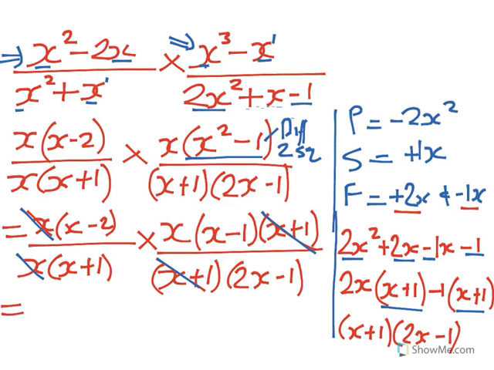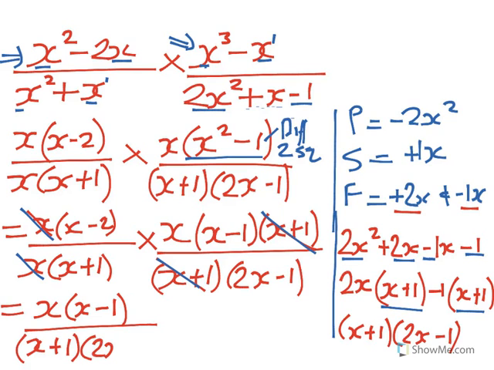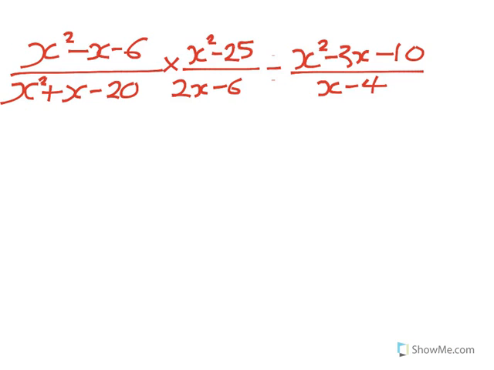And what else is remaining? Therefore, what you are left with is x minus 1 all over x plus 1, 2x minus 1. Then this becomes your answer. Let us look at another example again.